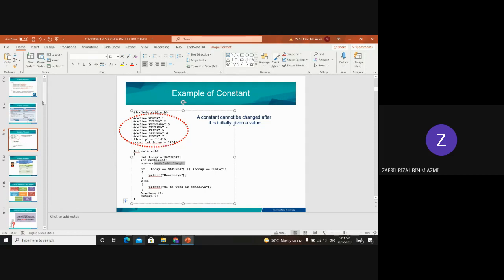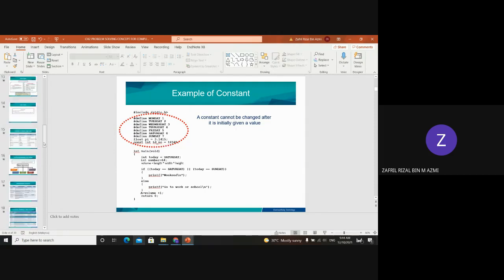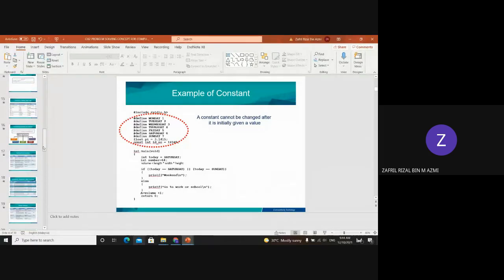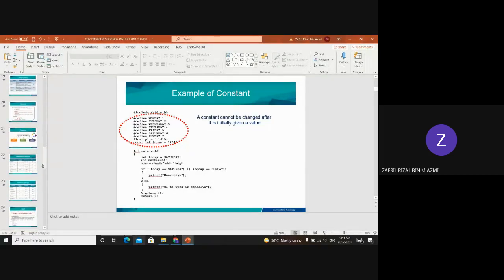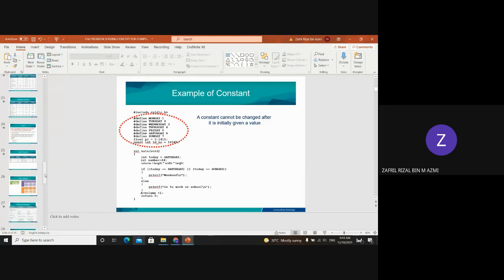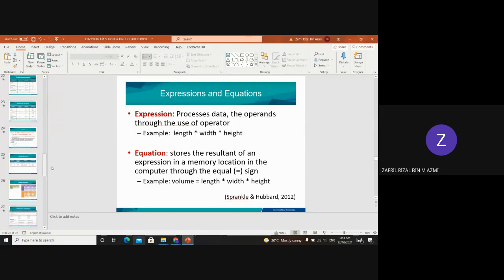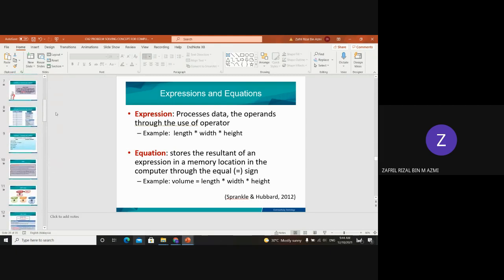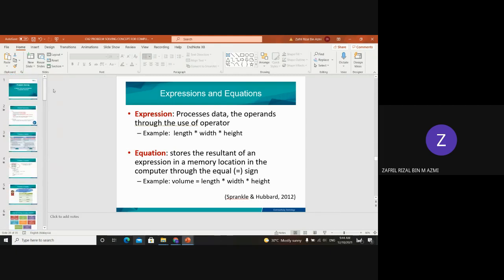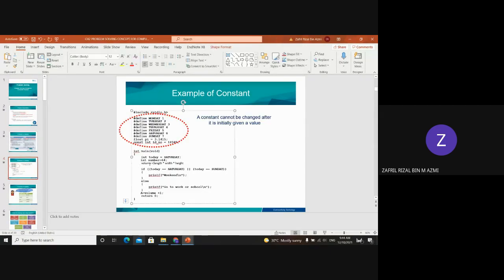This is an equation, compared to an expression. An expression is without equal, meaning that we are not going to store the value. So in the program it looks like this. Can you, at the bottom of the program, if on the top is something like this, can you do this?